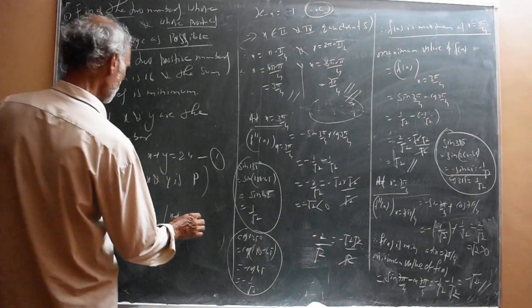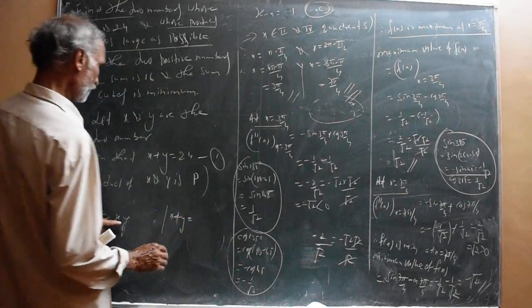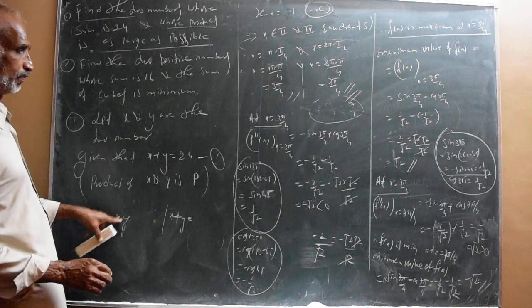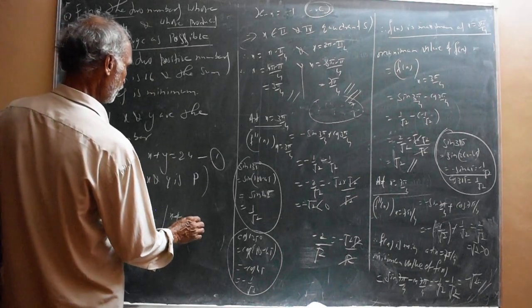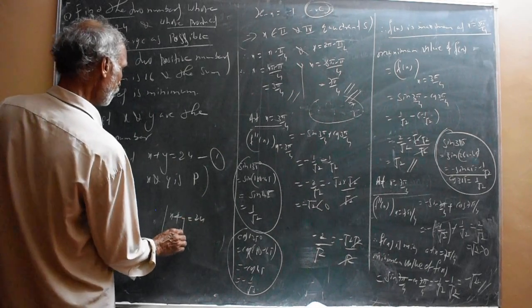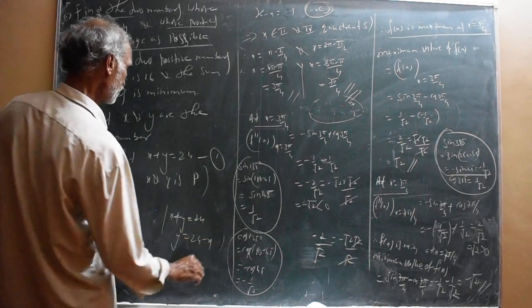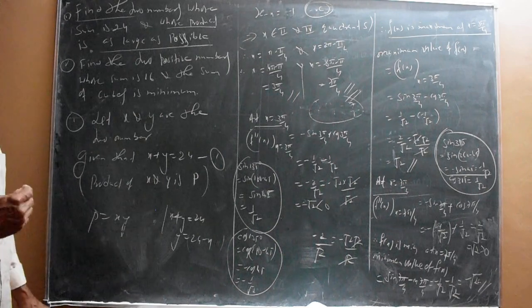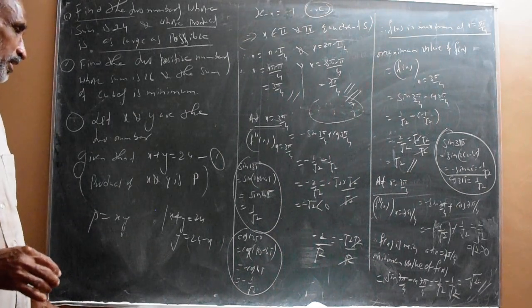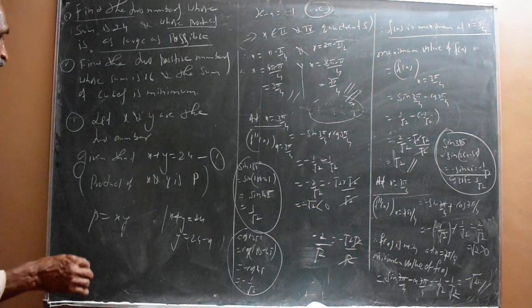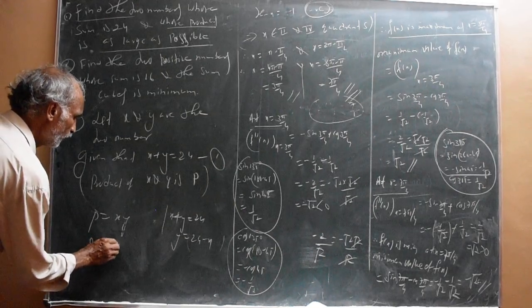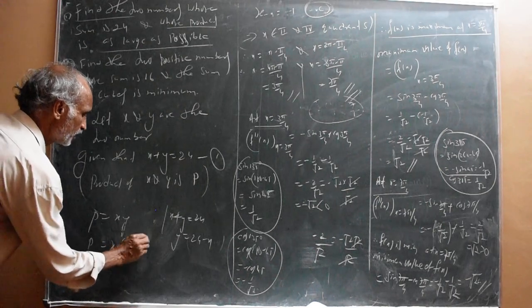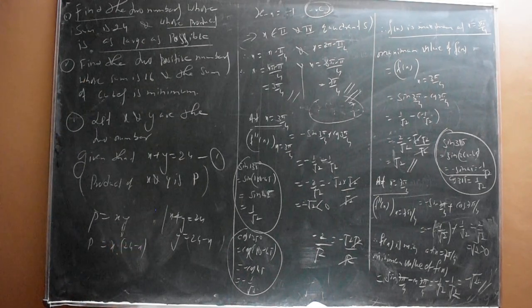x plus y equals 24. Two variables are there, that should be converted to a single variable by this particular equation. x plus y is 24 means y is equal to 24 minus x. You can eliminate x or eliminate y. Better to eliminate y. Therefore, p is equal to x into y, which is now x into 24 minus x. That is the main technique of this topic.